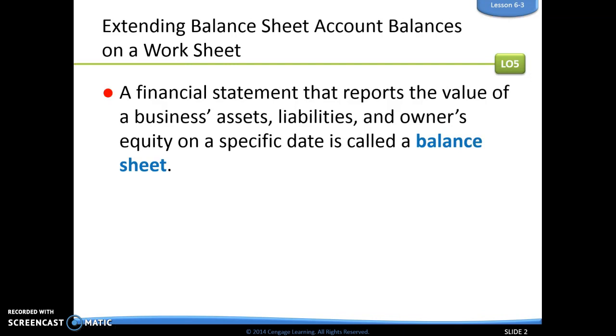A balance sheet is a financial statement that reports the value of a business's assets, liabilities, and owner's equity on a specific date. So notice when we look at those 3 things, that should kind of turn on that light bulb for us. Assets, liabilities, owner's equity, that's our accounting equation. So our balance sheet shows our accounting equation.